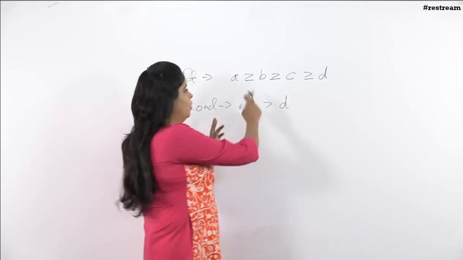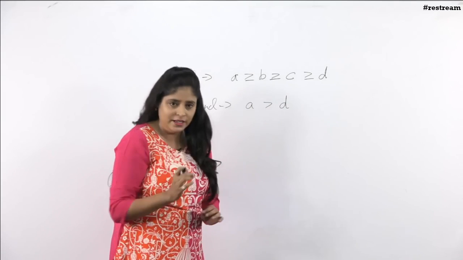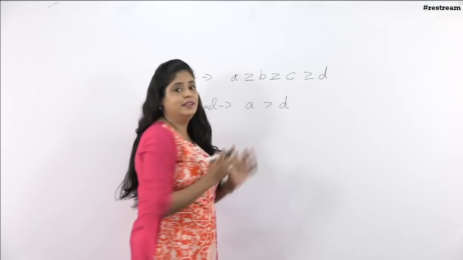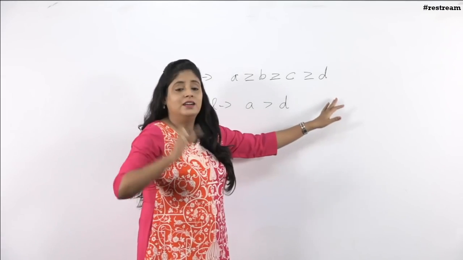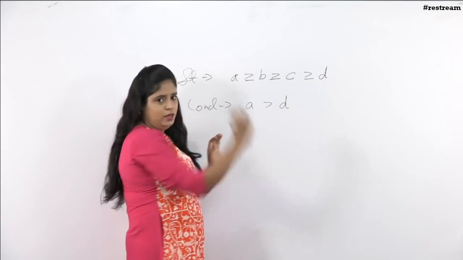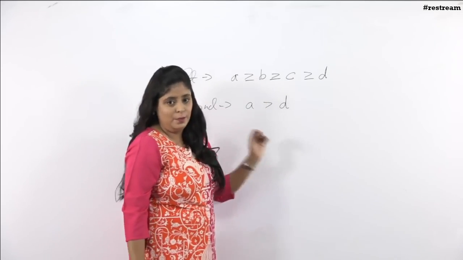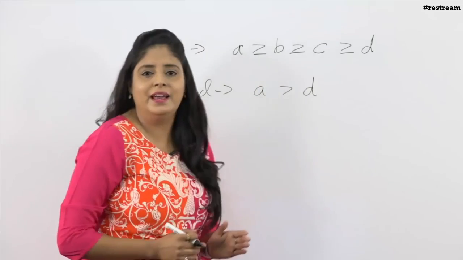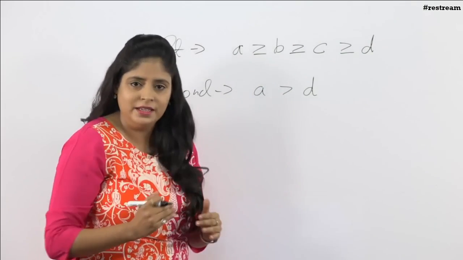See, right now, what is the exact thought you are getting between A and D? The conclusion you are drawing between A and D is greater equal, again greater equal, and then again greater equal. Means the relation between A and D is that A is greater or equal to D.